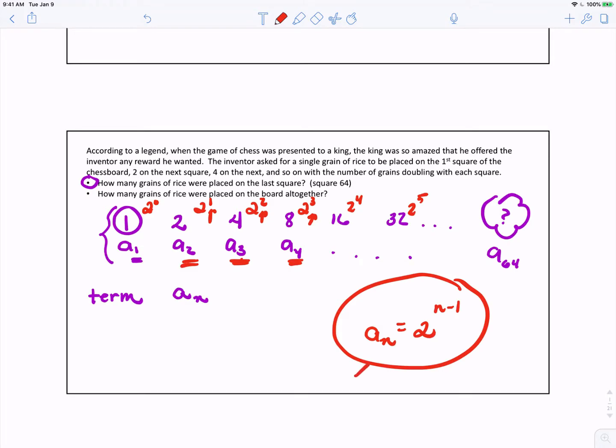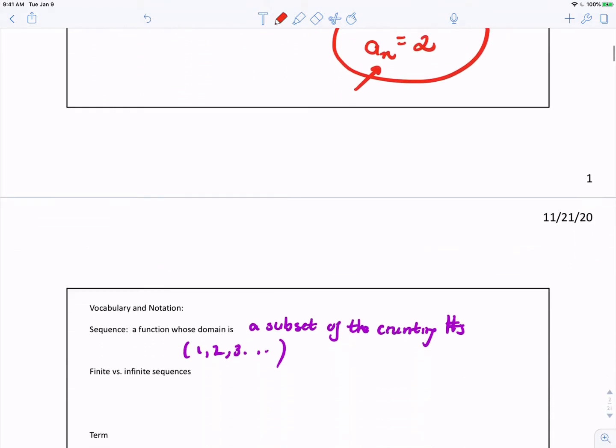And so why is the domain the counting numbers? The counting numbers refer to the number of the term in each sequence. And so to find what a sub 64 would be, we simply would say, oh, that would be 2 to the 64 minus 1. On the last square of the chessboard, there would be 2 to the 63rd power grains of rice.